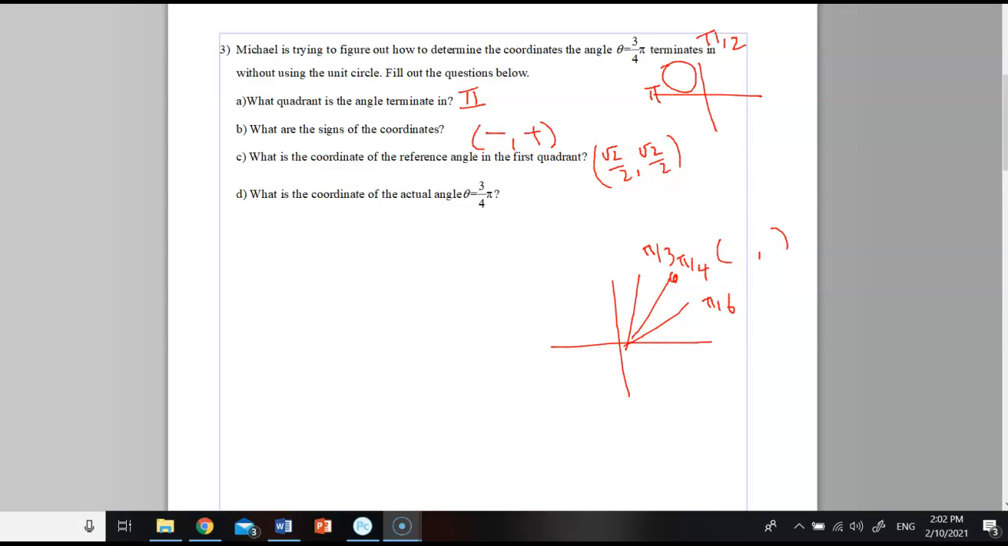And letter D, so what's the actual coordinate of the angle theta, 3 over 4 pi? You combine B and C. So the x has to be negative, so it's going to be negative square root of 2 over 2. Y is going to be positive, so positive square root of 2 over 2. That's the answer for letter D.